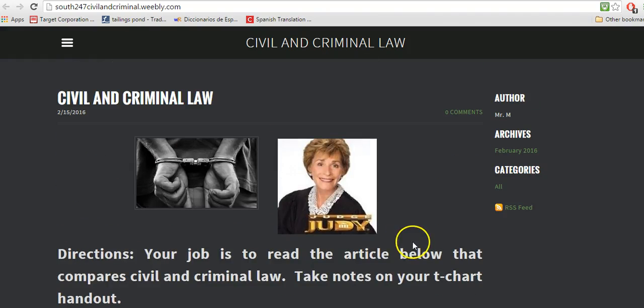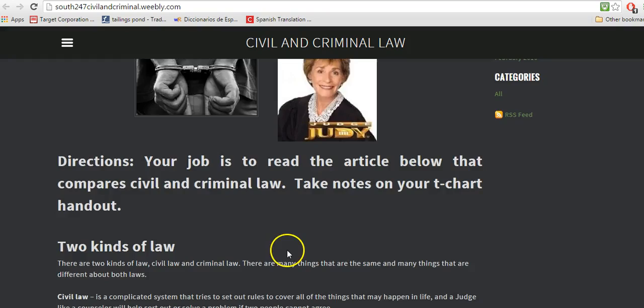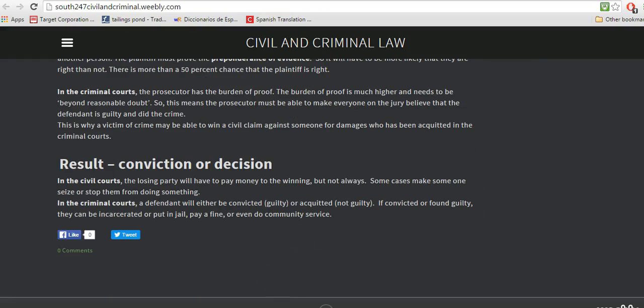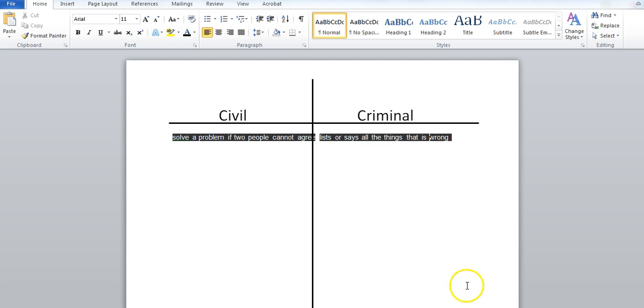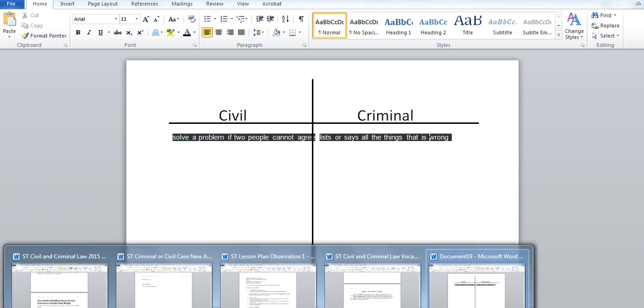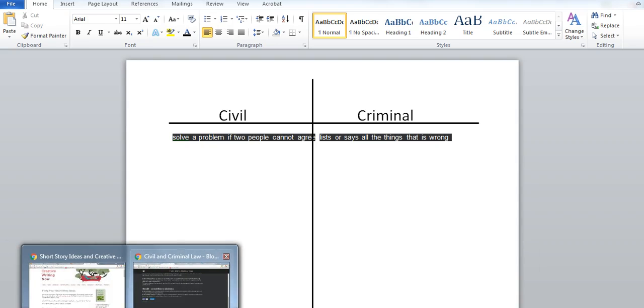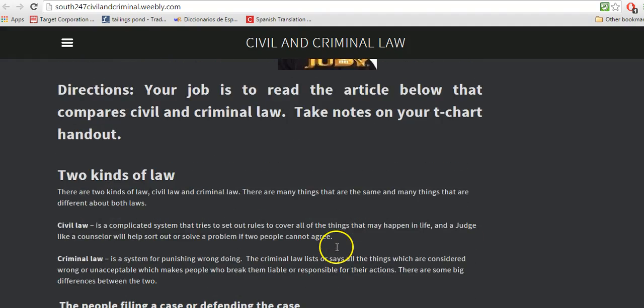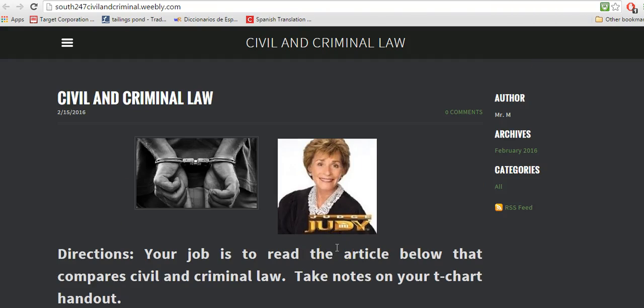So once again, what you guys will be doing is your job is just to read this article and then complete your T-chart. Okay? And if you guys have any questions, write them down and then ask me once we switch around.